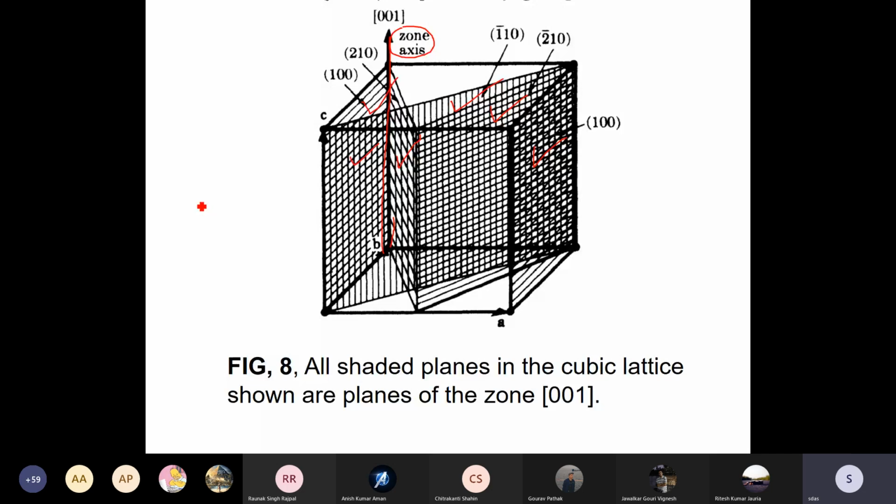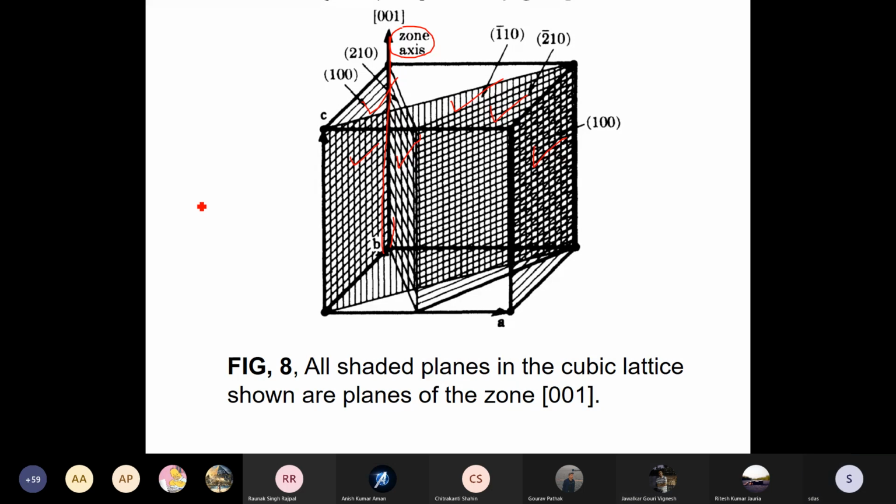Any idea? 0.001 radians. So it is almost 0 degree, right? Yes, sir. So the incident beam direction and diffracted beam direction is almost parallel. And if the incident beam is making 0 degree with respect to the planes, it will diffract, right? Yes, sir.